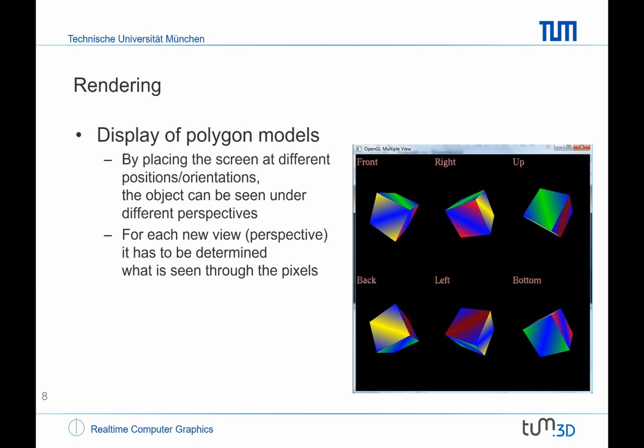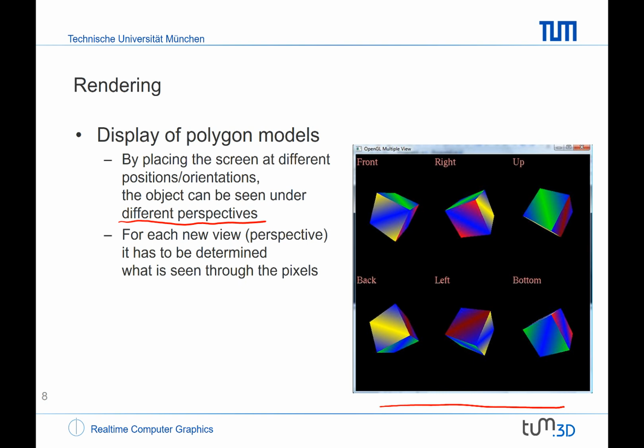Okay, it is clear that what happens here has to be repeated whenever either the eye point changes or the object changes. Now, if you place the screen at different positions or orientations, the object can be seen under what we call different perspectives. That is exactly what you see here on the right-hand side. You have the very same object, with some coloring on the faces of that cube. And depending on from where you look at this object, of course, the object appears differently.